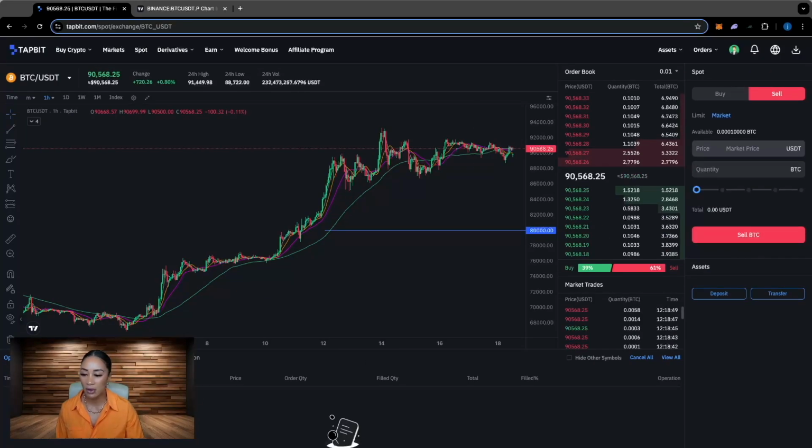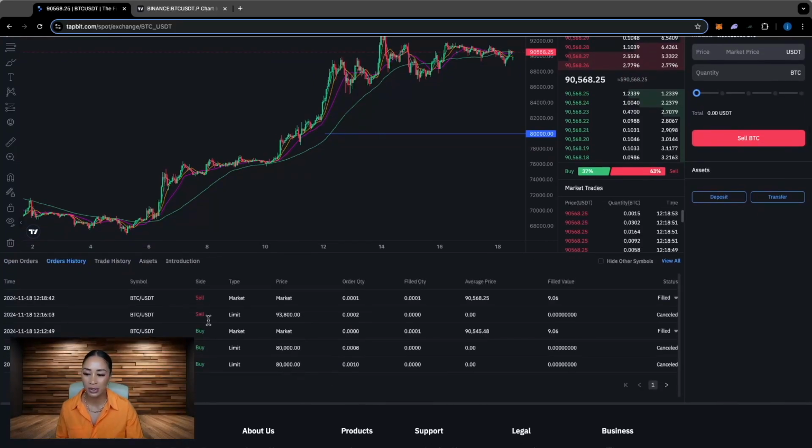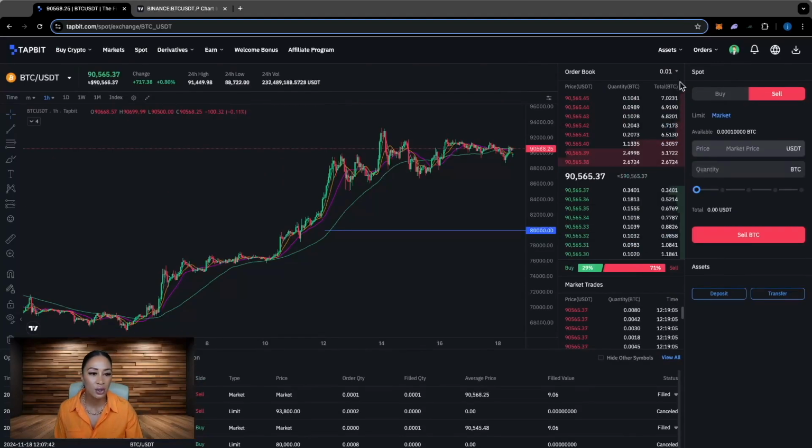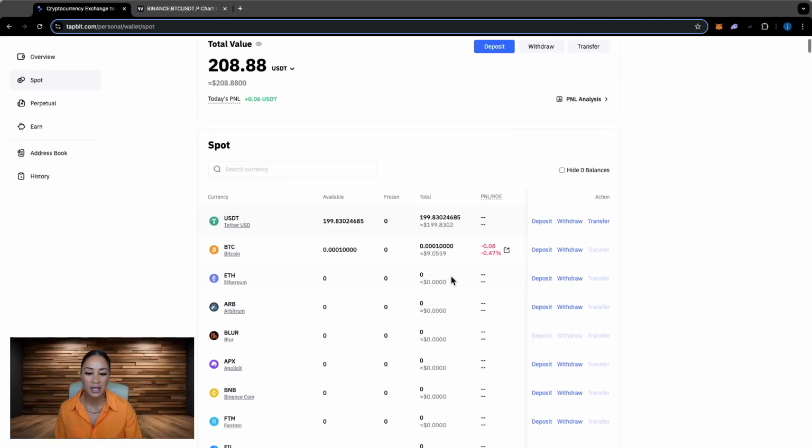I can then check that order by going into orders history, because that trade has now been executed immediately, and it will sell my Bitcoin and I will get USDT in return. That USDT will then be in your spot wallet. We can now see that I have less Bitcoin than what I did before, but now I have more USDT.